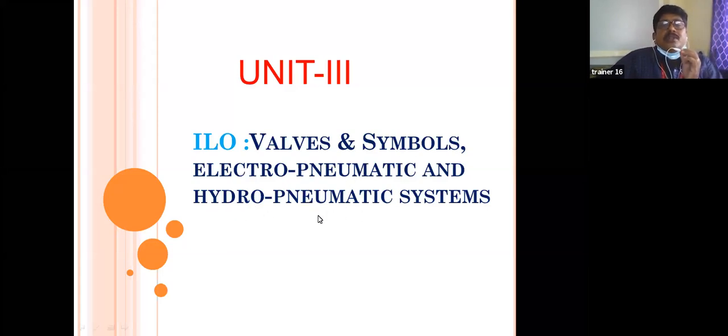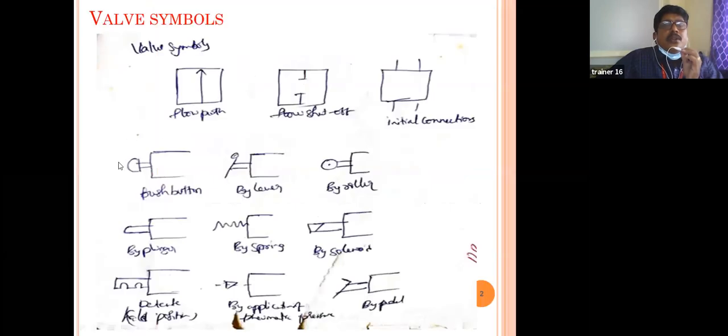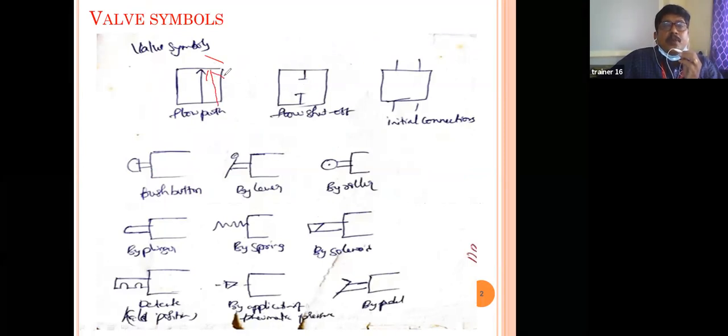So now we'll discuss these valve symbols. If you see clearly, these are the valve symbols. This here indicates the flow path. Remember this point. This one I will ask you.